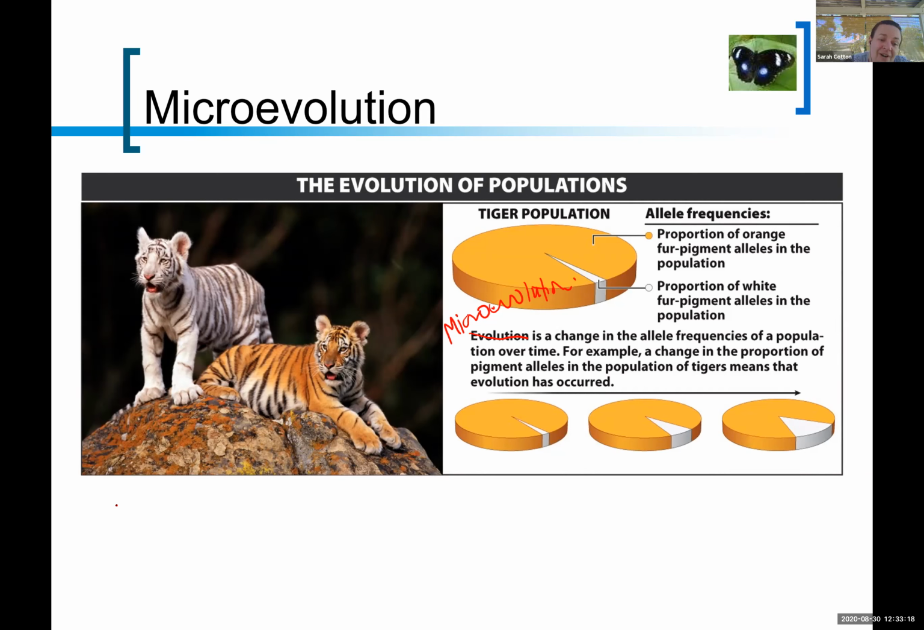So alleles, for now, I said we'd come back to this, right? For now, we're just going to say that alleles are genes. Actually, that's not entirely true, but for now, we can use alleles as a stand-in for gene or for traits. So when we're talking about microevolution, we're talking about seeing a change in traits, in alleles, and gene frequencies over time. So that's what microevolution is.